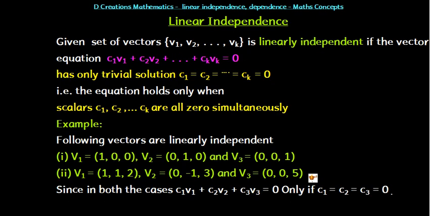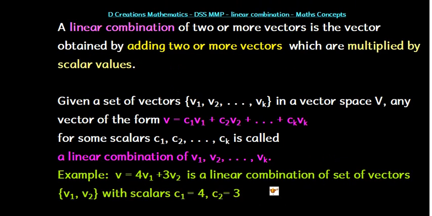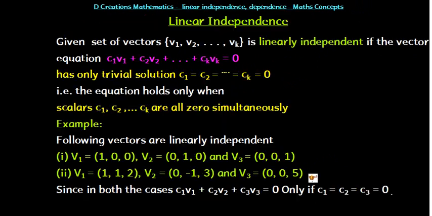If you recall, this is what linear independence was, and in order to understand linear independence, we had basically tried to revise the concept of linear combination. So in case of linear independence, we had seen that this vector equation of C1V1 plus C2V2 plus and so forth plus CKVK is equal to 0 holds only if all the scalars are 0 simultaneously.